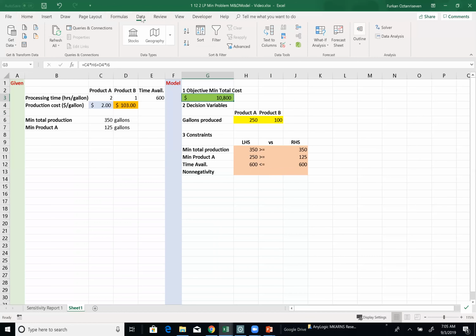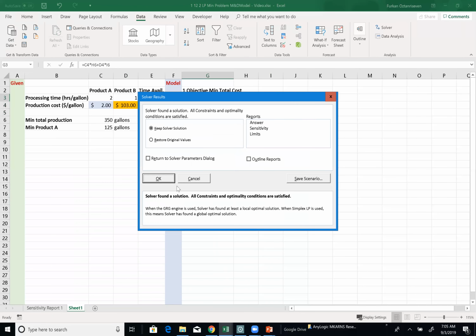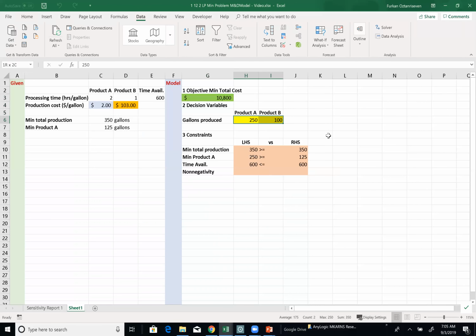So let's go Data, Solver, solve this model. Okay, and as you see, the production amount did not change. However, it's important to note that my objective value does change because my coefficients are different now. However, my decision variables are exactly the same. Another thing to point out here is that the constraints did not change either because these left-hand side values depend on my decision variable.